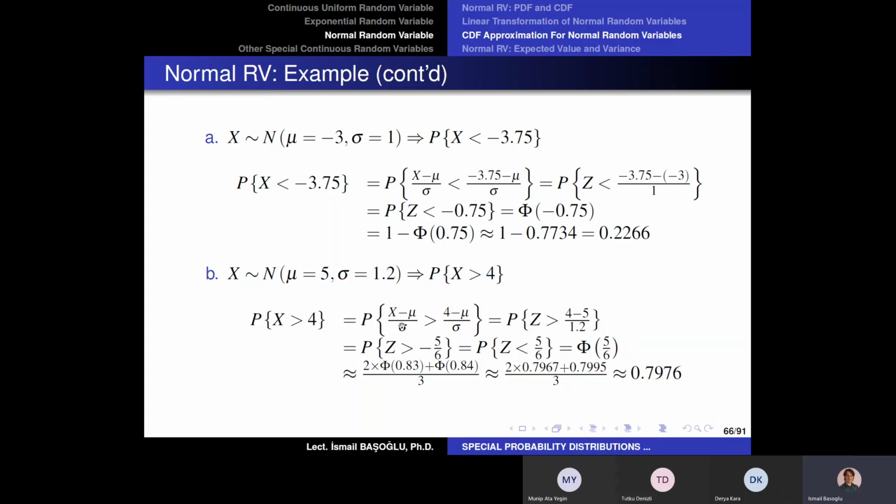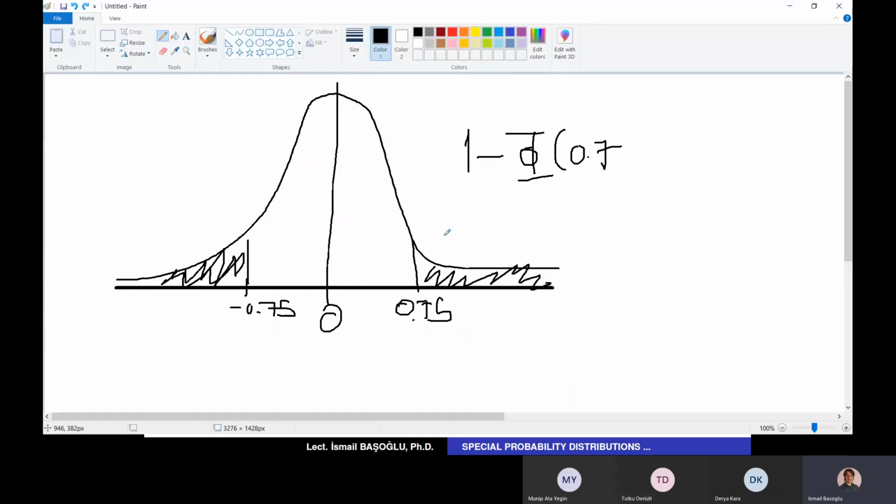Minus mu, divide by sigma, to both sides. So the left-hand side will become a standard normal random variable, and the right-hand side will become 4 minus 5, which is the location parameter, divided by the scale parameter, which is going to be minus 5 over 6. So the probability of Z being greater than minus 5 over 6 is the probability of Z being less than 5 over 6, right? Again, due to the symmetry, just like that.